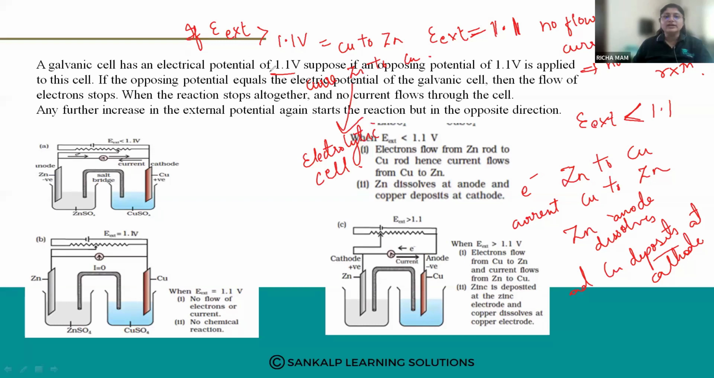So when you have a Daniell cell and the external potential applied to the cell is less than 1.1, it will act as an electrochemical cell. If the external potential is equal to 1.1, there won't be any chemical reaction. If it is greater than 1.1, the electrons will flow from copper to zinc, and current will flow from zinc to copper. Zinc will deposit at the zinc electrode, and copper will dissolve at the copper electrode. So it will behave as an electrolytic cell. Is it clear up to here? Yes.